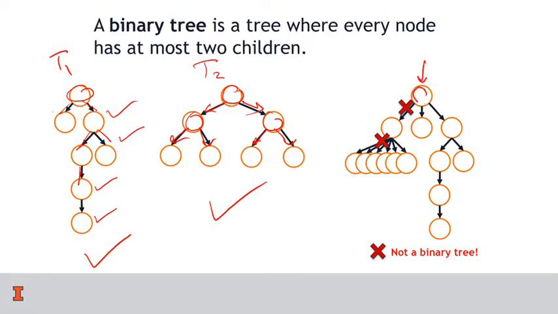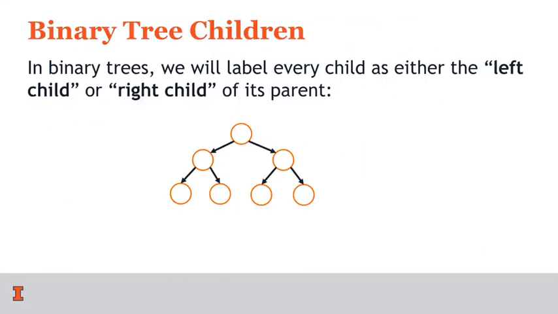Tree 3 has 1, 2, 3 children at the root. Because we found a node that has more than 2 children, this is not a binary tree. So when we talk about binary trees, we're going to be specific, as I was earlier, about a left child and a right child for every single node. So here's a root node, here's the root node's left child, and here's the root node's right child. So T sub L, T sub R for a given node T.